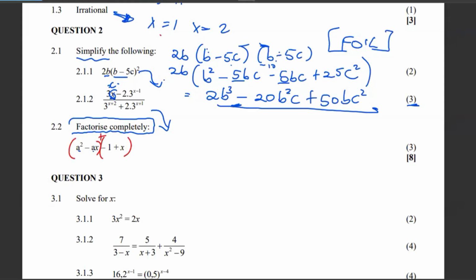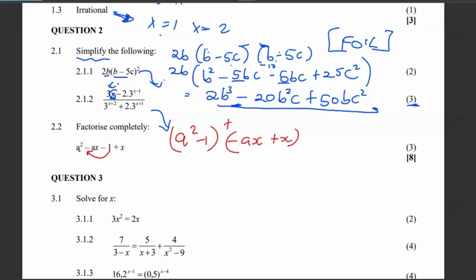So what's common at the front? Is that going to make sense for me? Doesn't feel like it's going to make sense. Let me rearrange this first, because if I group it directly, then it's going to cause issues. Let me take this one there so that I have a squared minus 1 minus ax plus x. And then I'll do the grouping at this level.